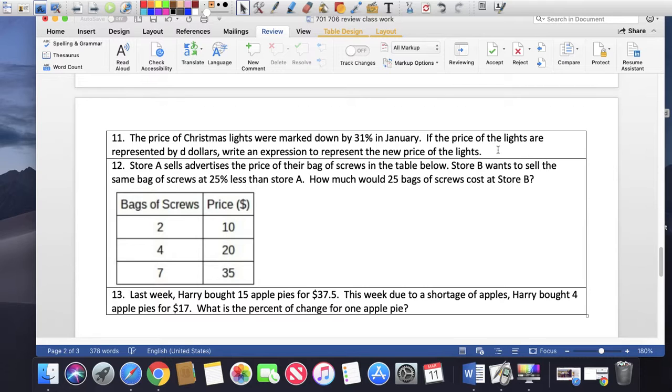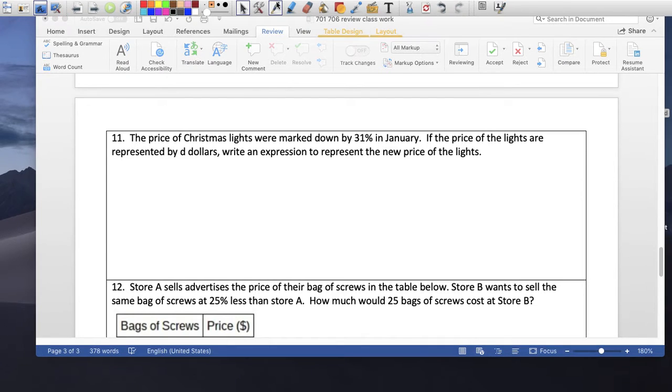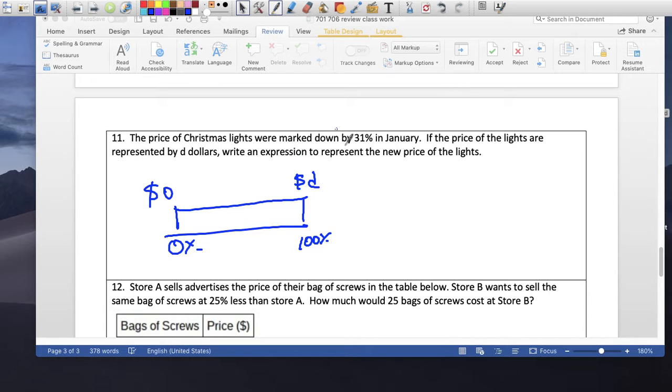11, the price of something, Christmas lights, were marked down. So again, let me draw it out. 100%. The price of the Christmas lights right now is D dollars, right? And if we take 31%, you're still responsible for how much?